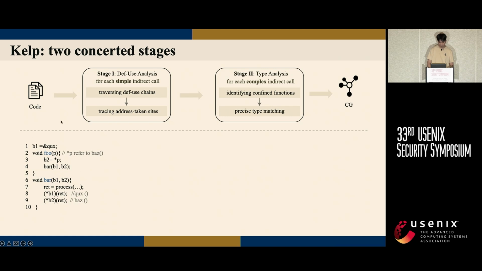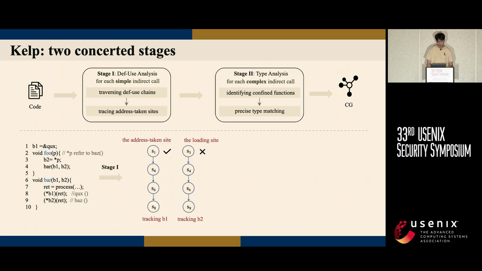The function QS is actually a valid indirect call target at line A through the function pointer B1. And the function BAZ is a valid indirect call target of B2 at line 9. If we are solely using a traditional type analysis, both of these two functions will be regarded as valid calling targets of these two function pointers, because the type match of them is valid. So in Kelp, how do we do it?